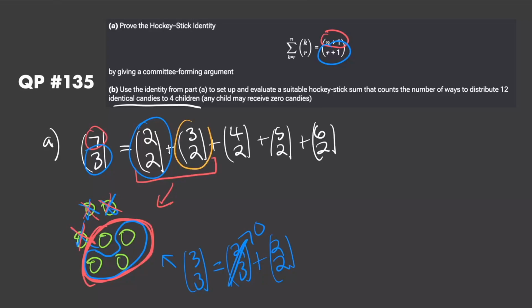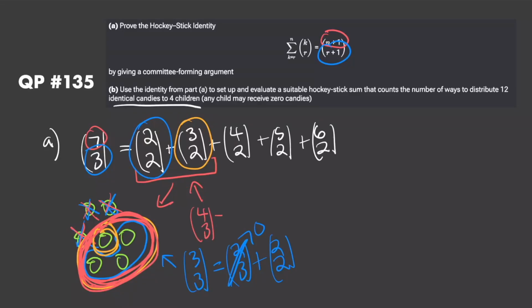And then the 3 choose 2 term was counting the number of committees that came from this group of 4 people such that this person right here would be included. So when you add these 2 terms, 2 choose 2 plus 3 choose 2, what you are doing is essentially counting the number of committees of 3 that you can form from this specific group of 4 people. The number of ways to do that is 4 choose 3, which is going to be equal to the sum of these 2 terms. Why?